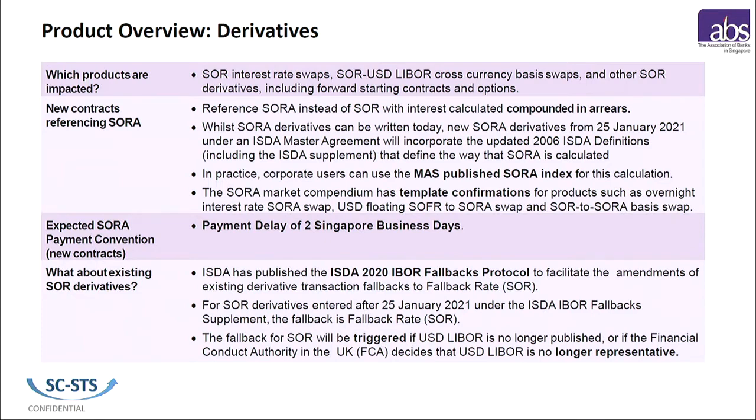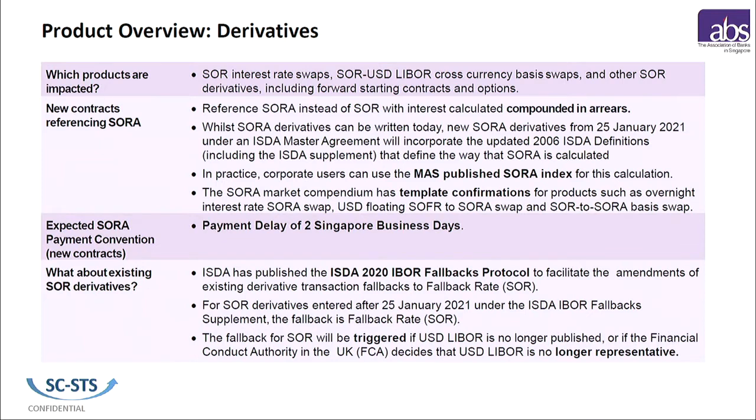As Yura just mentioned, there will be a fairly broad range of conventions and details. And I think one very easy way to simplify your execution of transactions is to refer to the MAS published SORA index. And just like today you have LIBOR available on a screen and you can refer to that specific number, you can also use a very similar number for SORA that will factor in this compounding that we have been discussing.